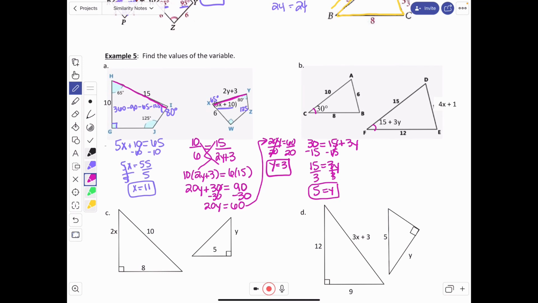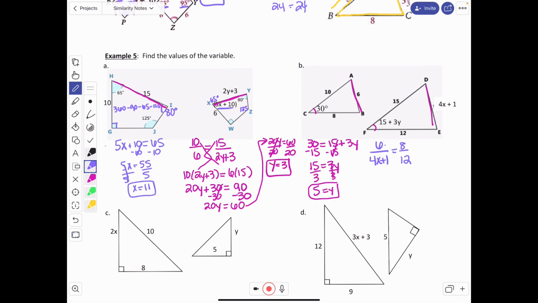Now, same thing for sides, just like in that last one. You have to be careful. These are the sides that correspond to each other, but we can't set them equal. You have to set up a proportion. Now, you have all three sides, so you can pick any side that you want to use. We definitely have to do 6 over 4x plus 1. You definitely have to do that. And then you can either pick the 10 and the 15 or the 8 and the 12. It doesn't matter. So let's do the 8 and the 12.